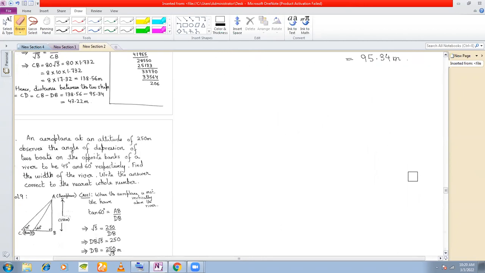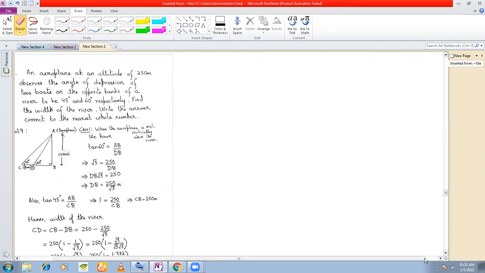Now the next question is, okay, an aeroplane. This is an interesting question. An aeroplane at an altitude of 250 meters observes the angle of depression of two boats on the opposite banks of a river to be 45 degree and 30 degree.